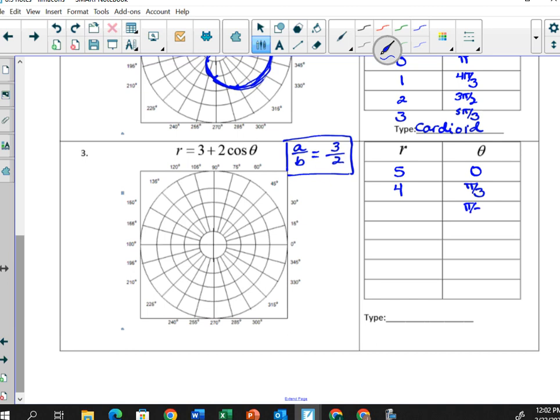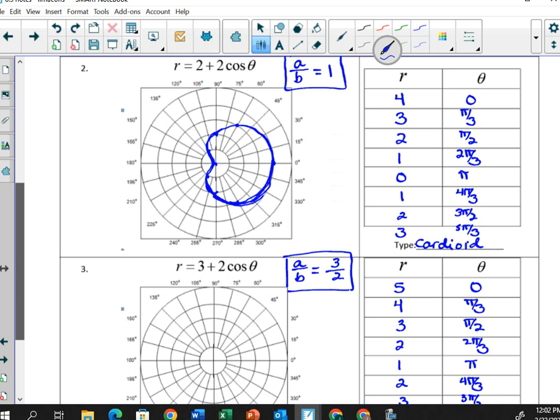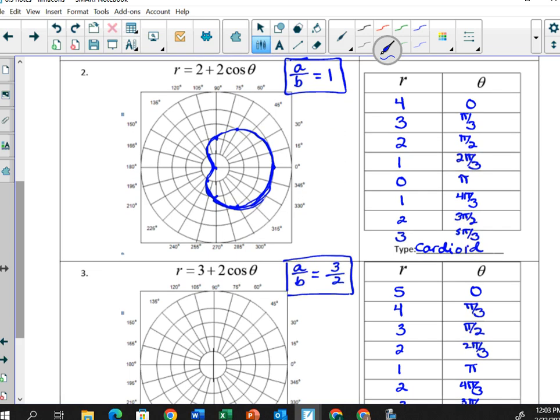Some of you might notice a pattern compared to the last one. 3. 2 pi over 3 gives me 2. Pi gives me, 4 pi over 3, 3 pi over 2, and 5 pi over 3, 4. Guys, if you look at your last table, it was also cosine, and it was 2 plus 2 cosine. This is 3 plus 2 cosine. Does it make sense that it's just one bigger all the way through? Okay.